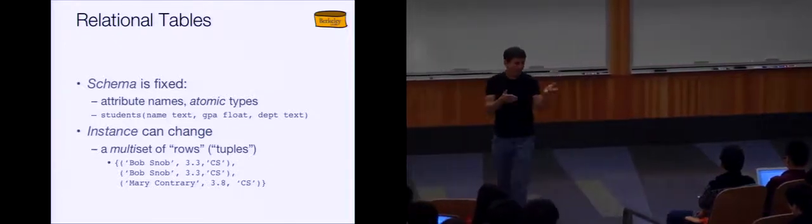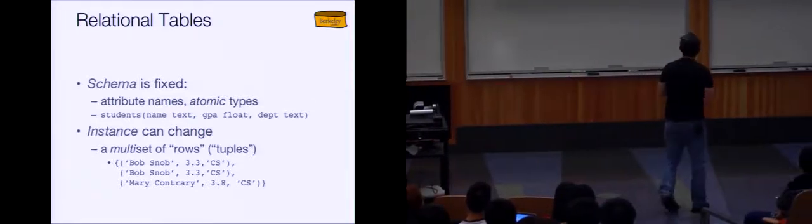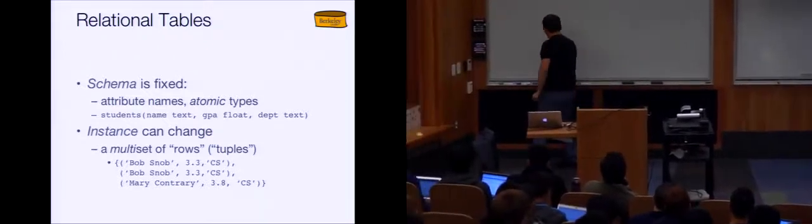Maybe that's a bad idea, though. Maybe that's a bad design. Maybe I should have the timestamp there, right? Be able to distinguish them. So people debate about this. And don't forget, there's a perfectly reasonable set-oriented way to represent Bob Snob here.